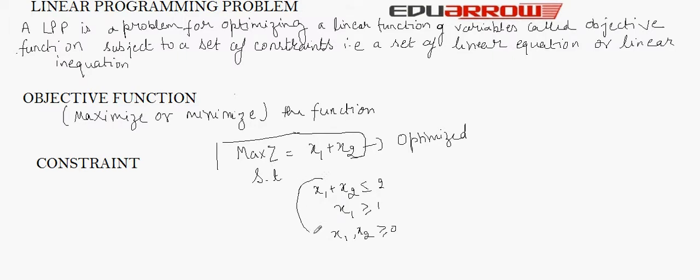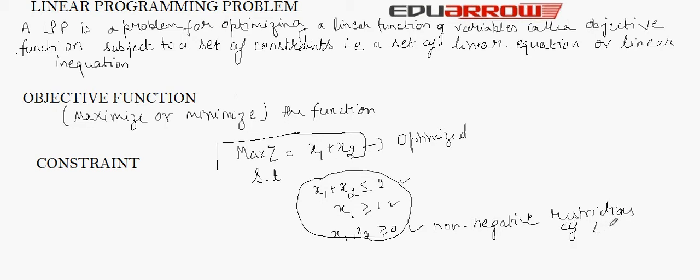These are the constraints under which we have to perform the optimization technique. This is constraint 1, this is constraint 2. After taking these constraints into account, we have to perform the maximization process. And this one, x1 and x2 greater than or equal to 0, is called the non-negative restriction of the given LPP, that is, of the above LPP.